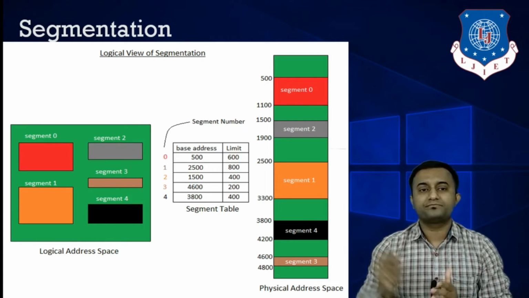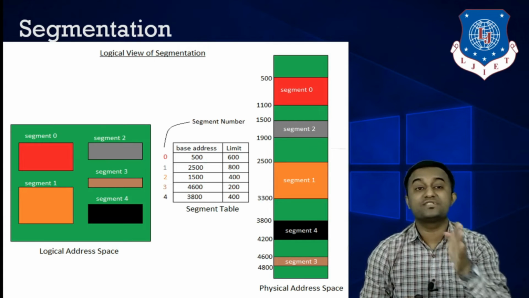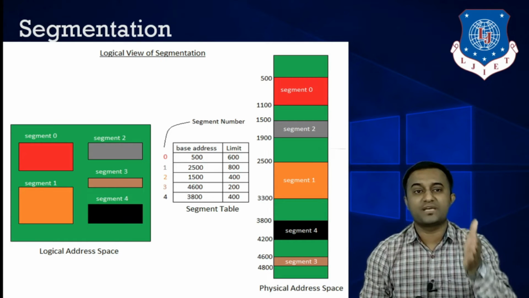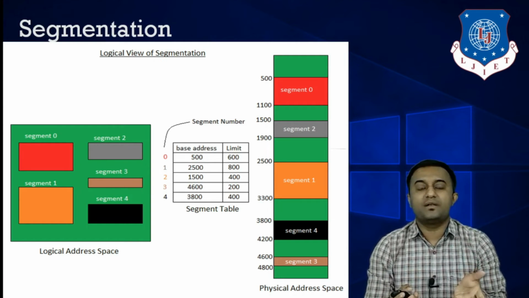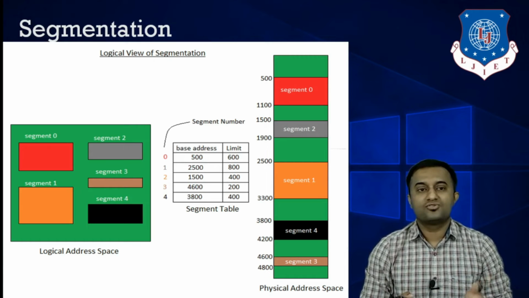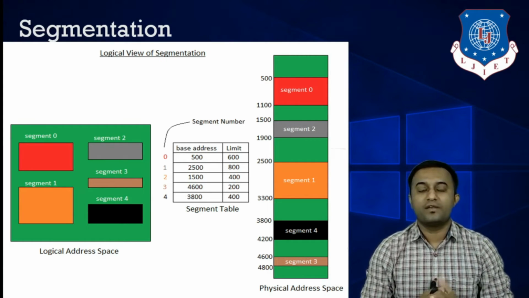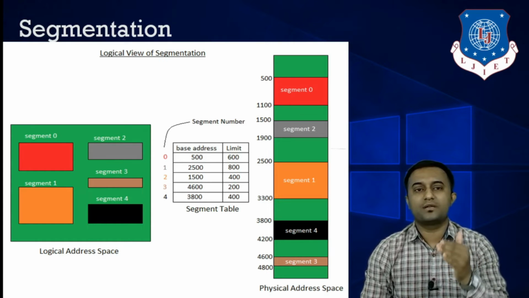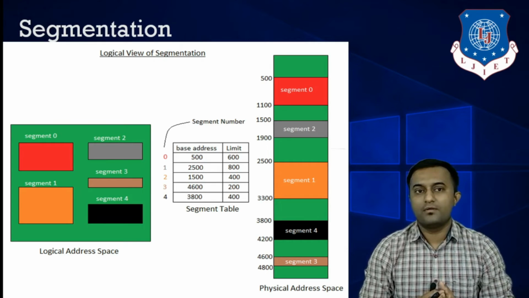So you can see the logical address space is divided into various segments, like segment 0, segment 1, segment 2, segment 3, and segment 4, and each segment has a different size, right? Because it uses a variable size partitioning scheme, sometimes the addition code requires a smaller number of instructions for execution.